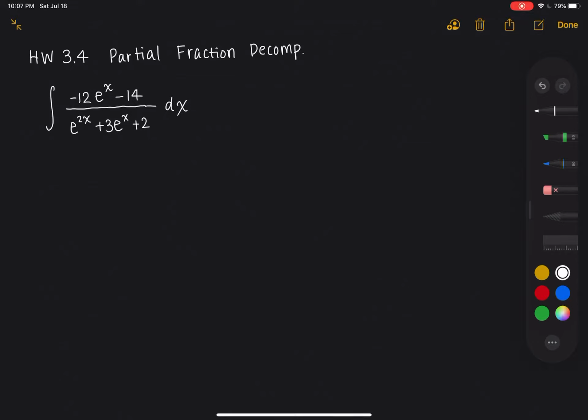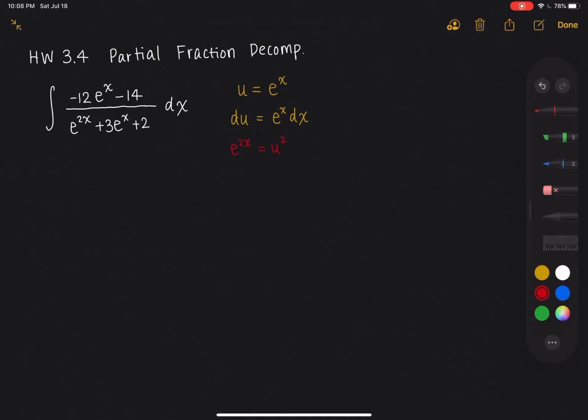The first thing to notice is that we need to use u-substitution because we don't want to handle e to the x and e to the 2x. So we set u equals e to the x, then du will equal e to the x dx. Now there's something else we need to think about. We have an e to the 2x term. e to the 2x is the same as e to the x, then squared, because when you raise a power to a power, you multiply the exponents. So that will be your u squared.